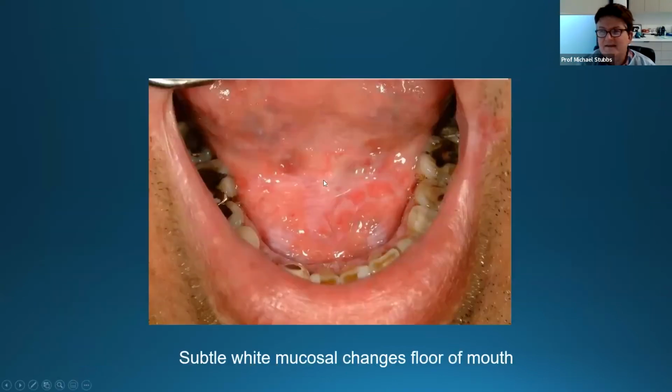And sometimes we see these. I mean, how many of you watching this have seen this before? See that diffuse white change? Now, people like to use this term leukoplakia. It just means a white patch, but we don't know what the cause is. That's what it means. But you can see that.